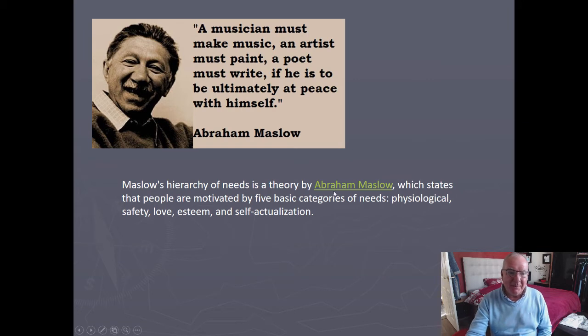Okay, so Maslow's hierarchy of needs is a theory by Abraham Maslow, which states that people are motivated by 5 basic categories of needs. These categories are physiological, safety, love, esteem, and self-actualization.